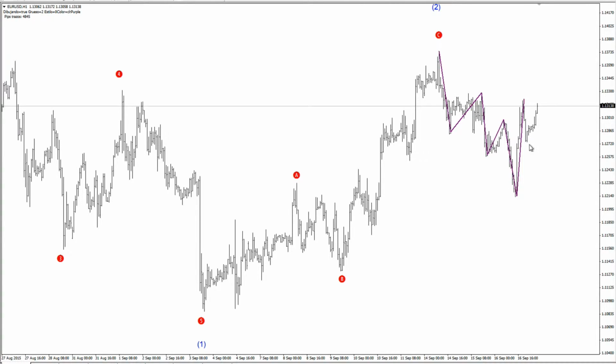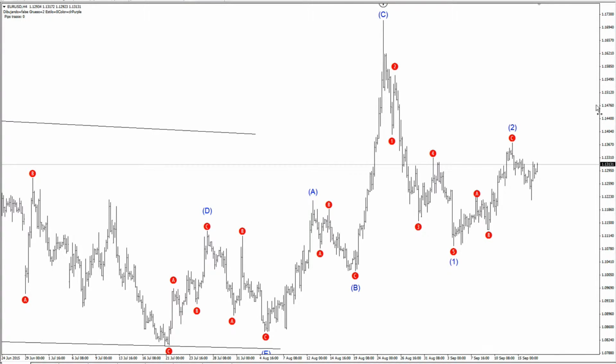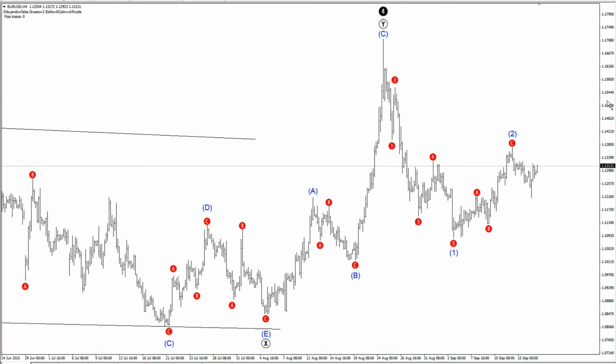And now we have seen a correction, and perhaps we will see slightly more upside to conclude this correction before this pair can continue lower. So I'm still expecting more downside on Euro USD.